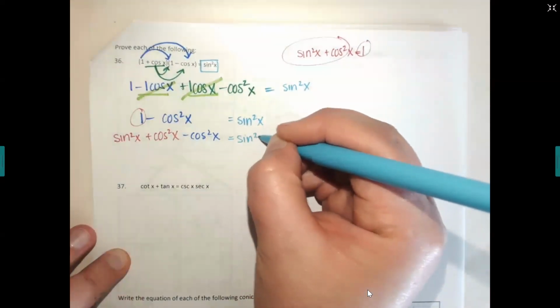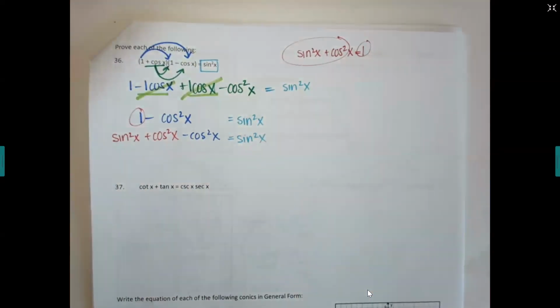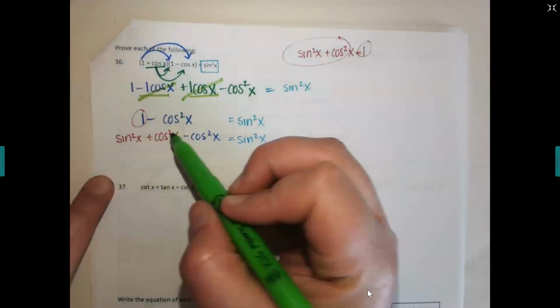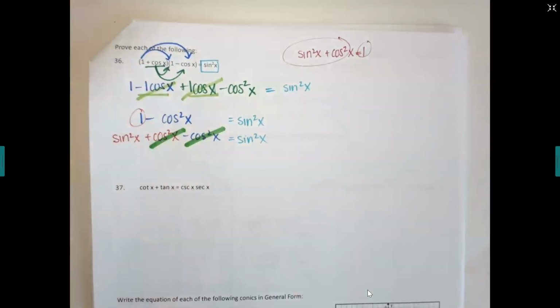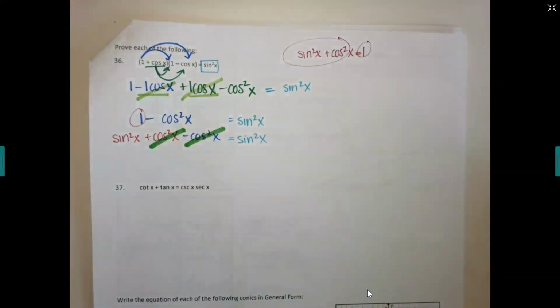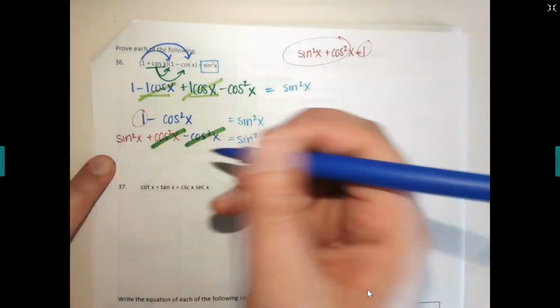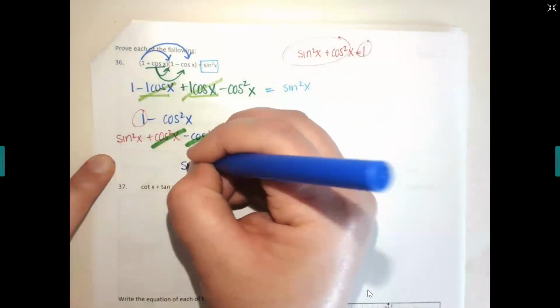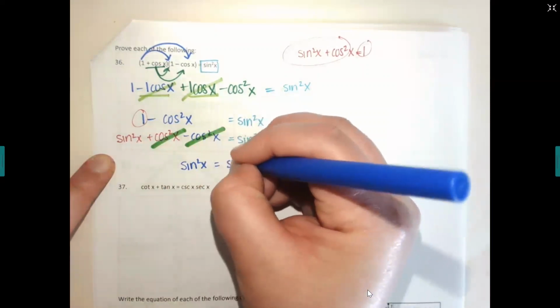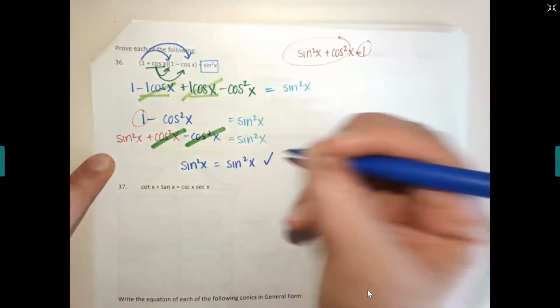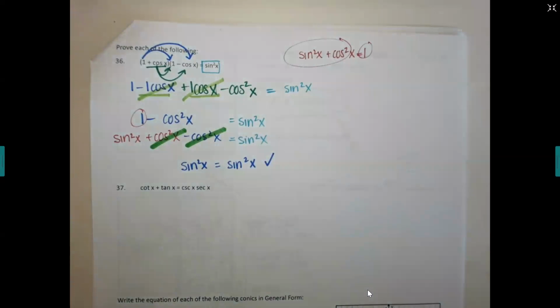Okay, I switched the 1 into a sine squared plus cosine squared. And then I'm like, oh, well, would you look at that? Now I have a positive cosine and a minus. Those can cross out. Okay, remember for a proof, your left and right hand sides should be equal by the end of it. Check. Okay, so take a look at that, see if that makes sense. And let's go on to 37.